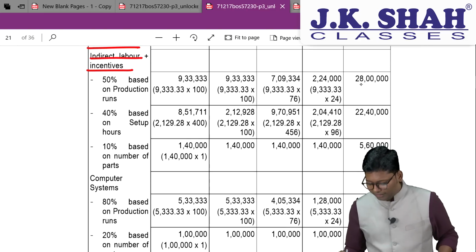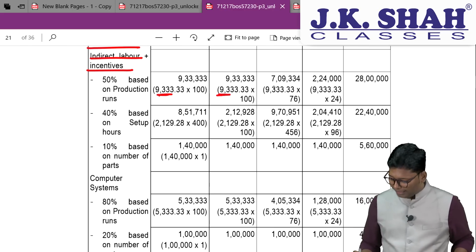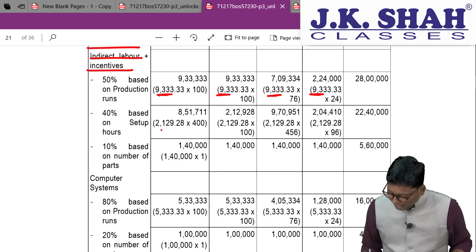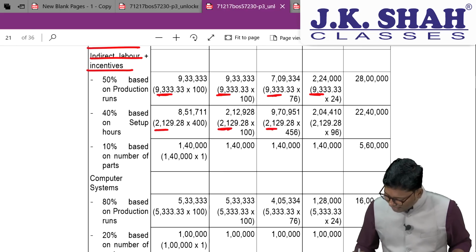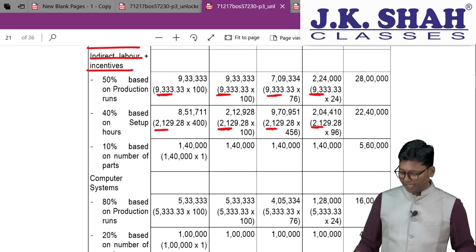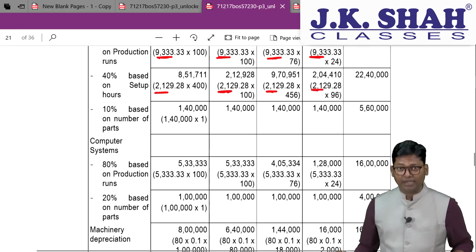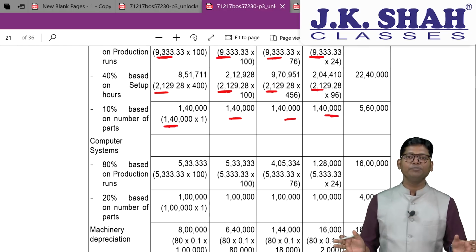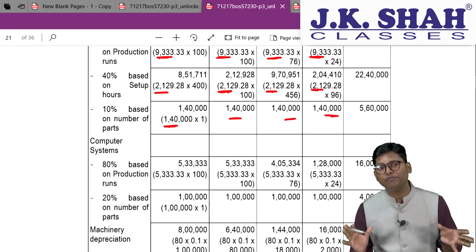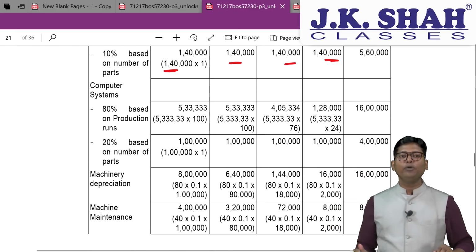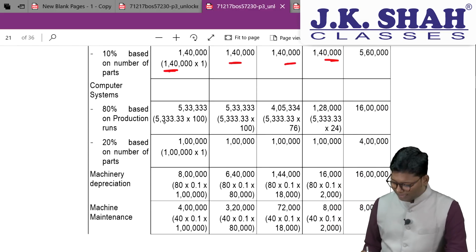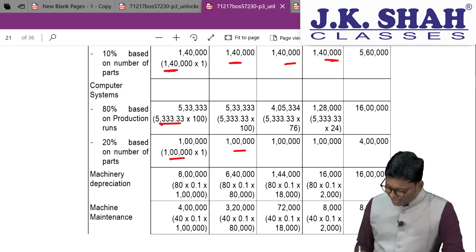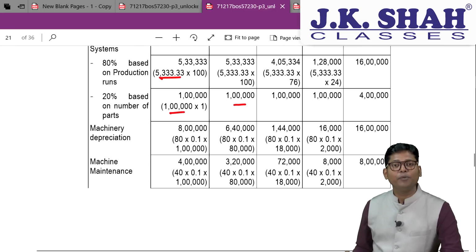Once this is recorded, the next part is apportionment of overhead. Whatever the totals, according to the computed rate, we have multiplied with the number of production runs. In the same way, this 40% rate is computed in the working and multiplied with the number of setup hours, and the remaining 10% is equally bifurcated between 4 parts because they are incurred uniformly for 4 parts. As far as computer systems are concerned, the 80% computed rate is multiplied by the number of setups, and the 20% is equally bifurcated into 4 parts because they are computed at a uniform rate.